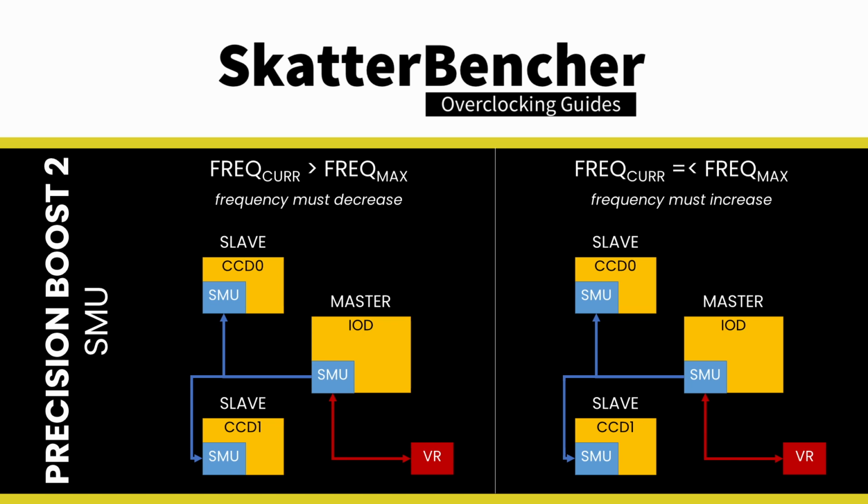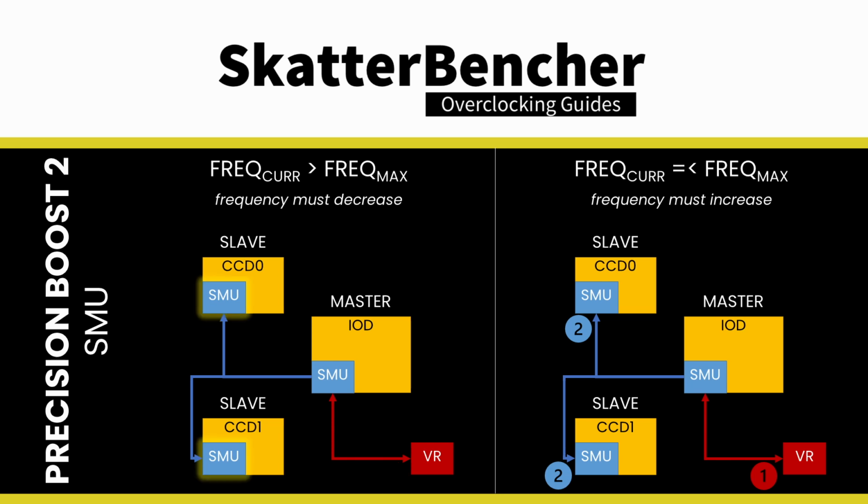The frequency changes are coordinated with the global voltage plane by the master SMU. If the frequency increases, the master sends a VID voltage command to the external voltage regulator before sending frequency increase commands to the slave SMUs. If the frequency decreases, the master first sends the frequency change request to the slaves, then it waits for the frequency change to be acknowledged, and lastly it sends the VID voltage command to the voltage regulator.